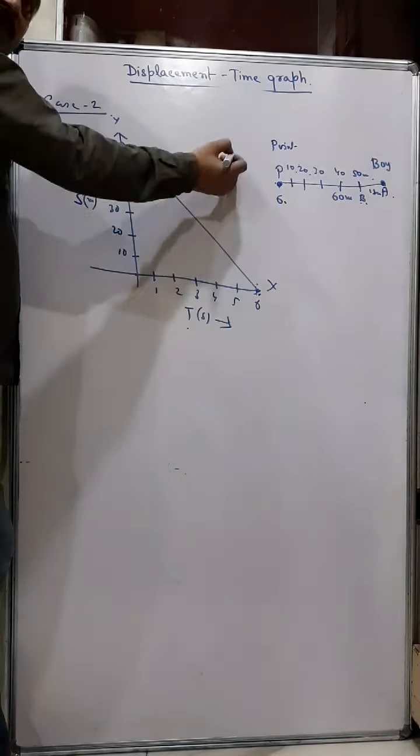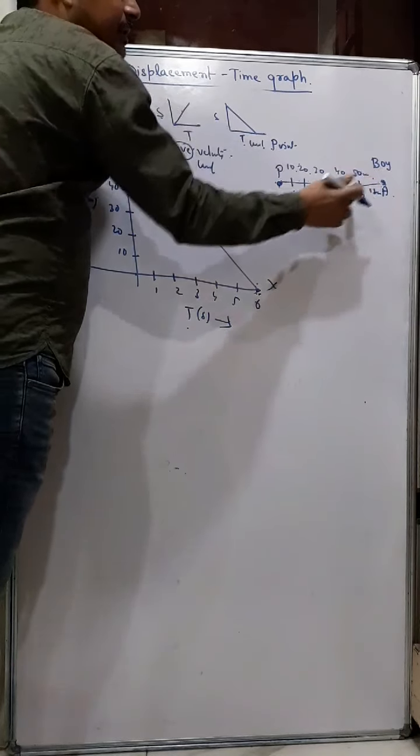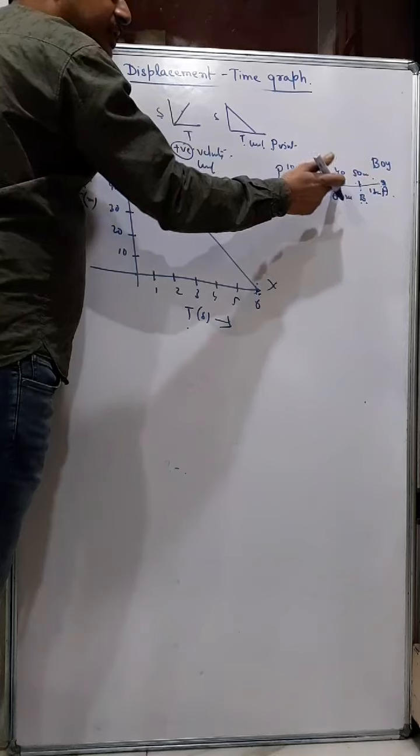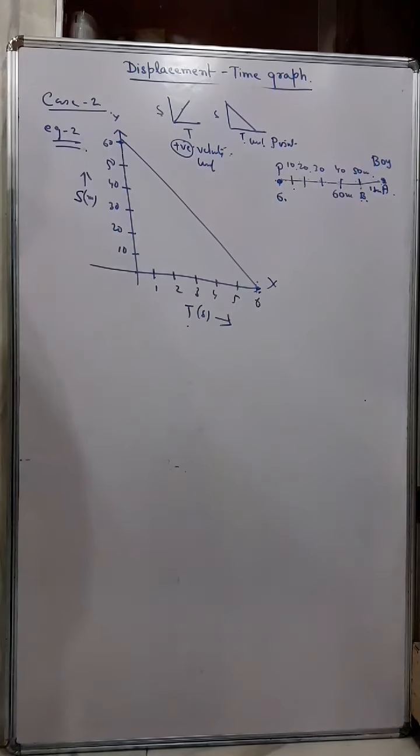I'll show you. But this is also uniform velocity, because the body is traveling equal distance in equal intervals of time. That means at every step the body is traveling 10 meters, approaching towards the point. So from 60, initially it was 50, then 40, then 30, then 20, then 10, and at the 6th second the body reached its original place.